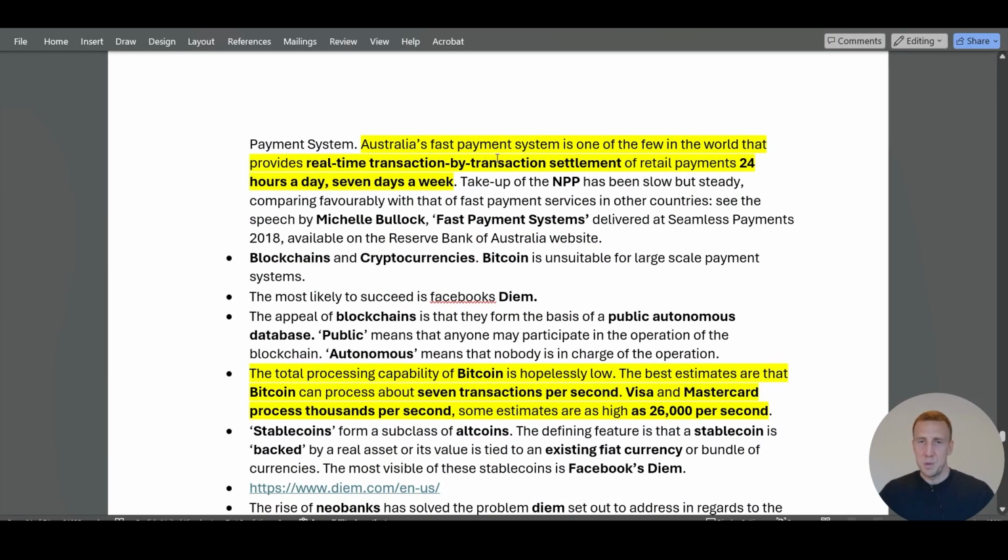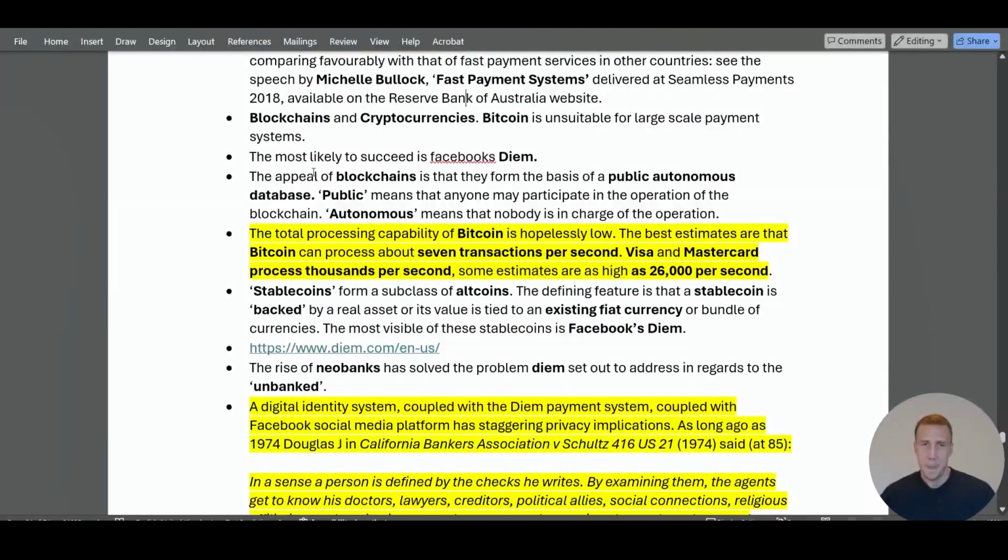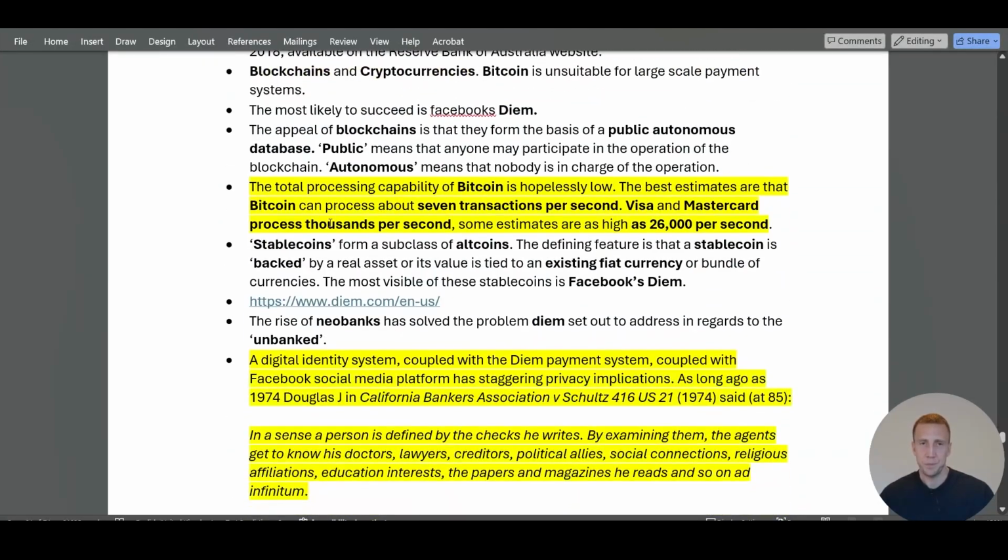Australia's fast payment system is one of the few in the world that provides real-time transaction-by-transaction settlement of retail payments 24 hours a day, 7 days a week. Take-up of the NPP has been slow but steady, comparing favourably with fast payment services in other countries. You can see a speech there by Michelle Bullock, who was the Governor of the Reserve Bank of Australia at the time. I don't know if she still is.